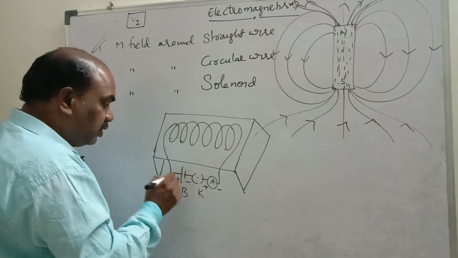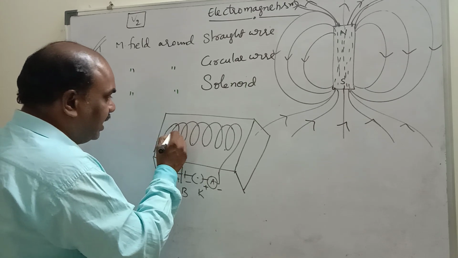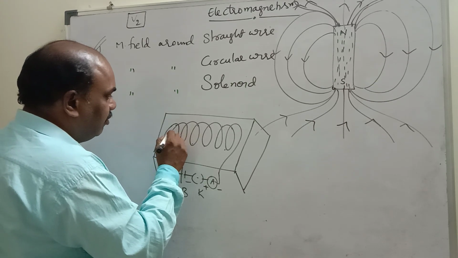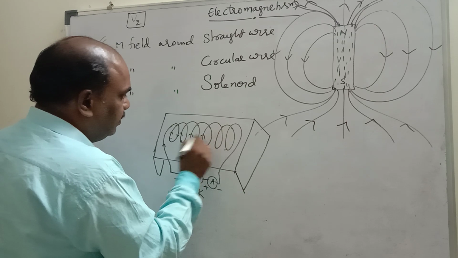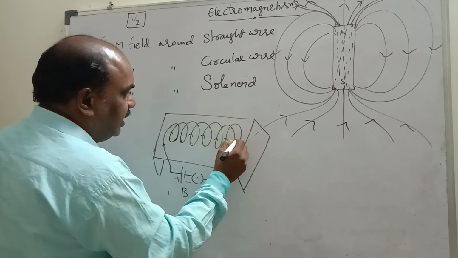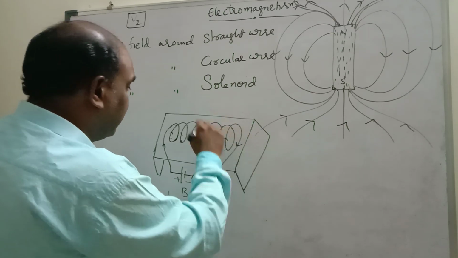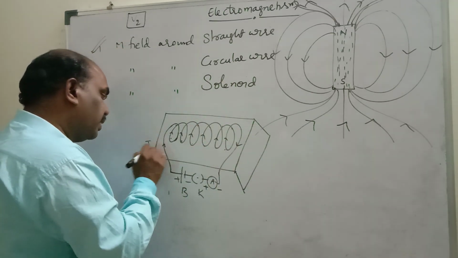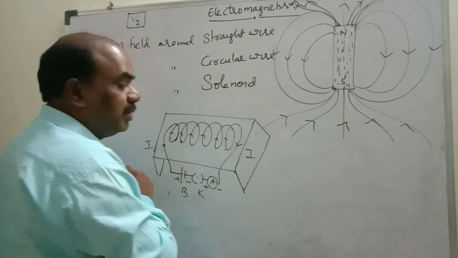Now whenever current flows from battery positive to negative, current flows like this, and like this. To avoid confusion, I am writing only one side. This is the current direction. Here current is entering, here current is leaving. Current enters from here and leaves from here.